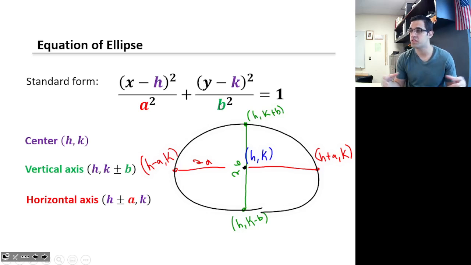Whatever a is determines how wide this ellipse is, and whatever b is determines how tall the ellipse is. And so if we use those, we can determine how tall and how wide our ellipse is. Again, think of it as like a smushed circle.